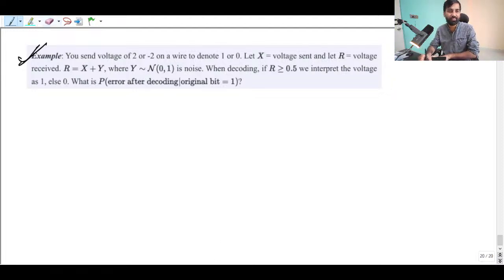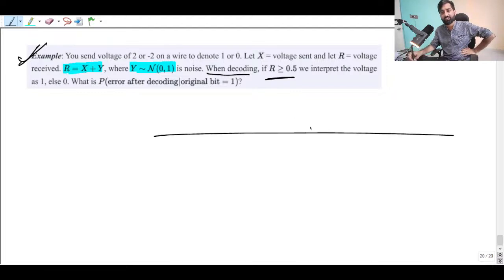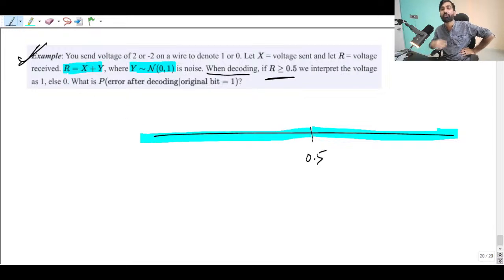So this guy is nothing but your receiver, right? Received signal is X plus Y, and here Y is standard normal. What they are asking is about decoding. When you're trying to understand what was sent, if R is greater than 0.5, so this 0.5 you can consider as a threshold voltage, we interpret the voltage as 1. You can say this is the 0.5. If X plus Y falls in this greater region, we say 1. And if it falls here, it is decoded as 0.